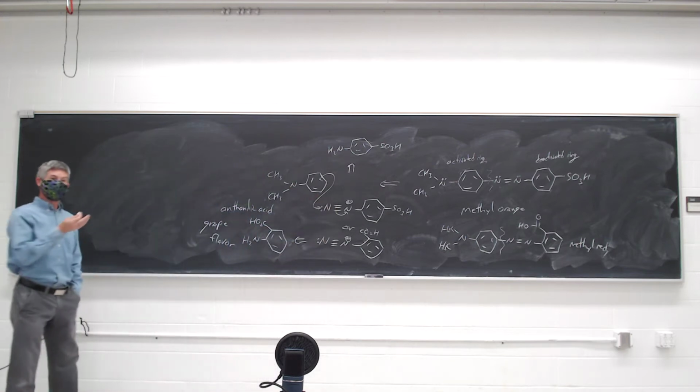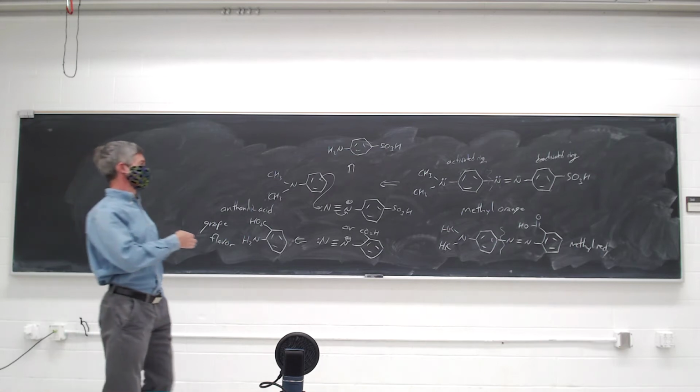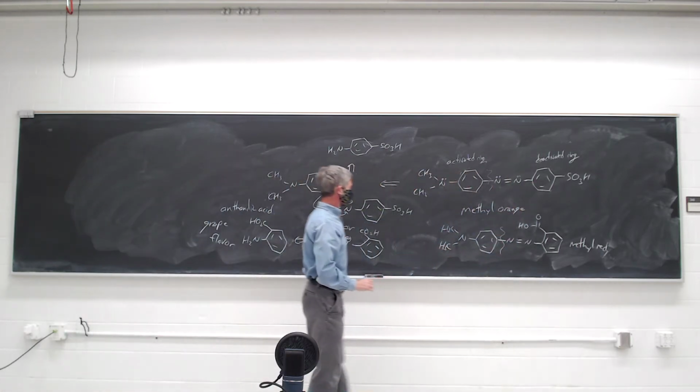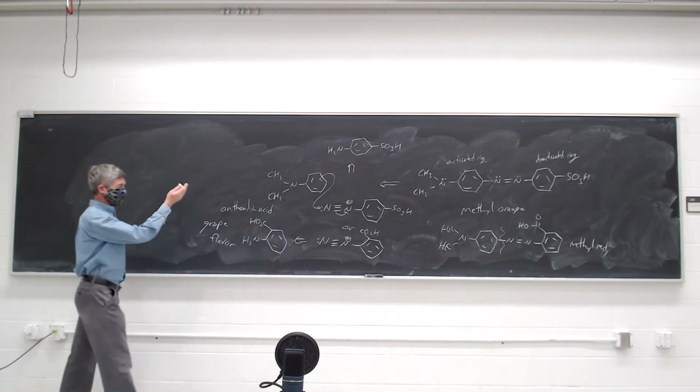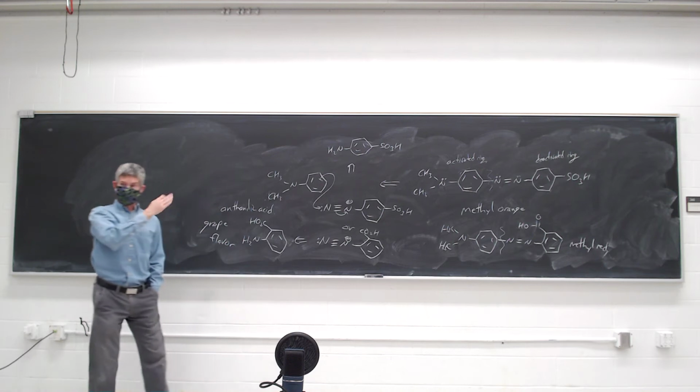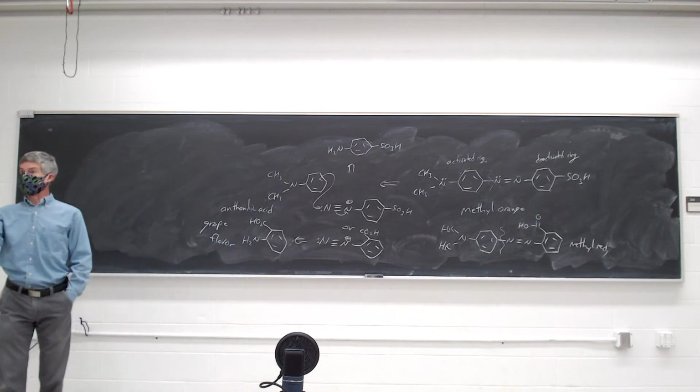So that's the key when you're trying to make an azo compound like this: you need to figure out which ring's activated and which one's deactivated, and you need the aniline derivative on the deactivated ring, and you need the activated ring to be the one that's actually going to be attacking the diazonium.